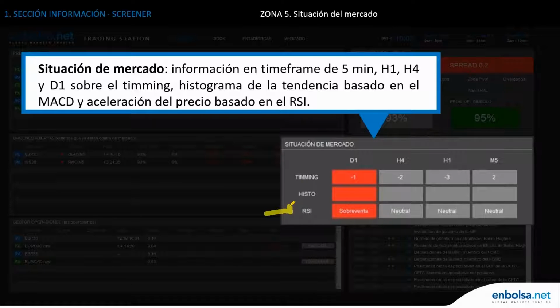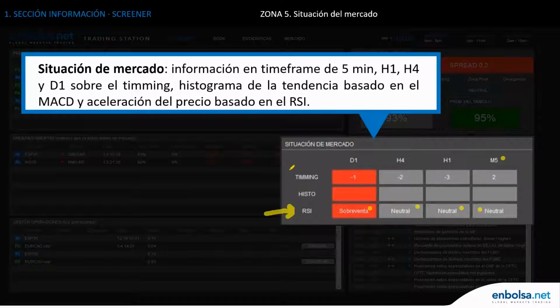Finally, we have the RSI, which is the indicator of the relative strength index that an asset shows. In this case, the instrument we are using is in 5 minutes, neutral, oversold, or overbought. When it is overbought, it appears in green. When oversold, in red. And when it is neutral, it appears in grey.